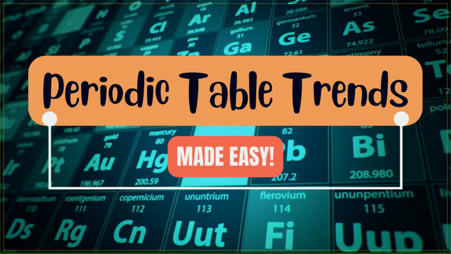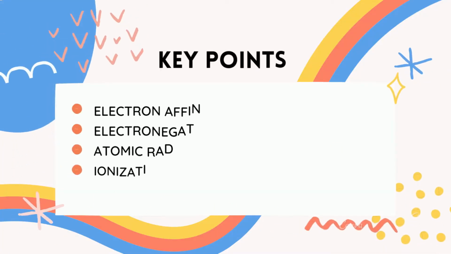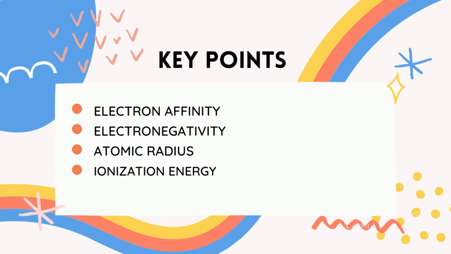In today's topic, we're going to discuss periodic table trends. We'll see electron affinity, electronegativity, atomic radius, and ionization energy. Let's begin with electron affinity.